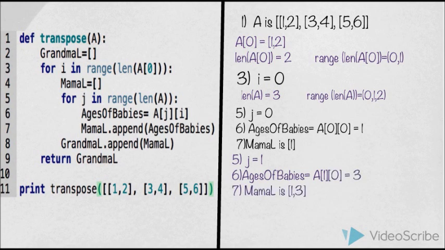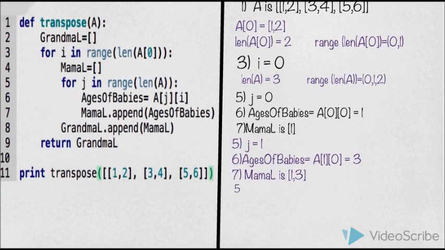After we finish with the first loop of j, we start the other one with j equal 1. So the age of the child is 3, and we add it to mama. So now mama has 2 babies. They are the age of 1 and 3. Third loop of j equal 2, and the age of the baby equals 5. Last, the first mama in the family has 3 children with the ages of 1, 3, and 5.